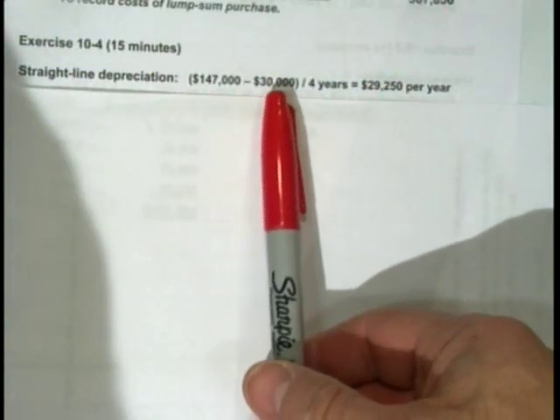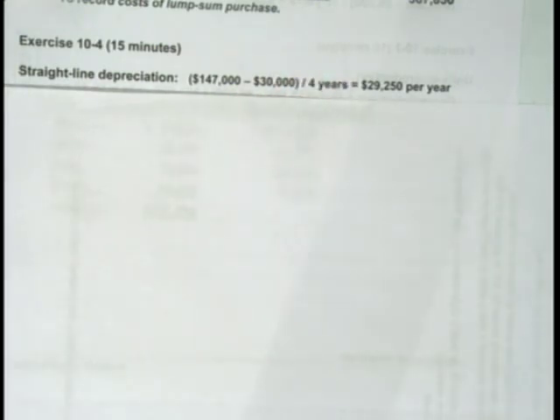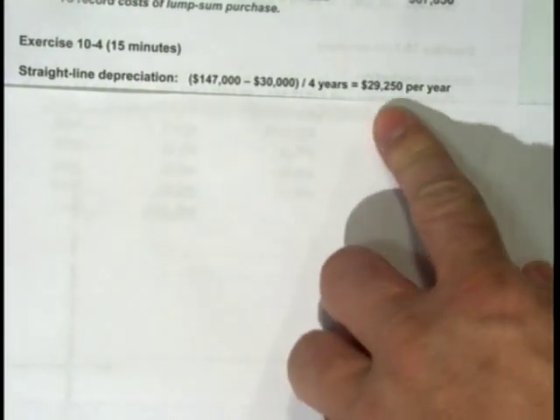Okay? All right, well, let's do that. The first thing that we want to do is figure out how much depreciation we're going to take per year. Is that correct? So what we're going to do is take the cost of the asset of $147,000 minus the salvage value, or the residual value, divided by the number of years in its estimated life. And that gives you $29,250 per year.